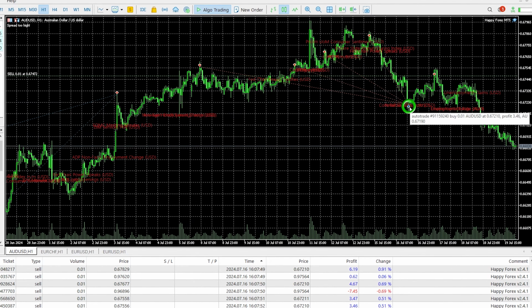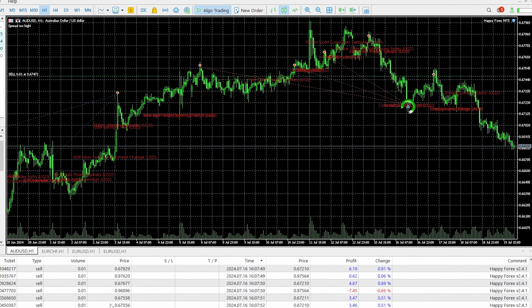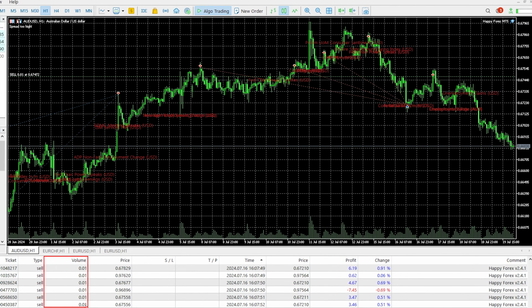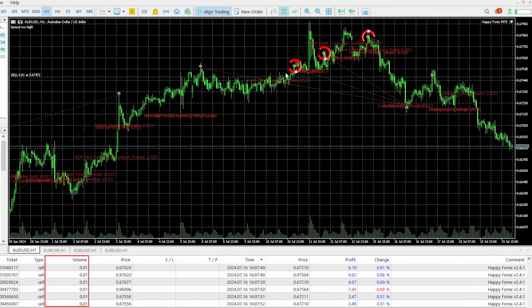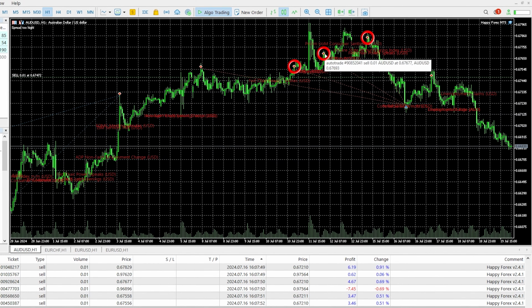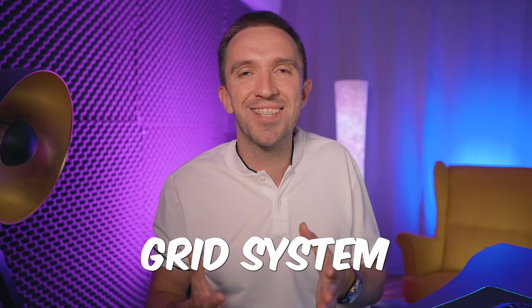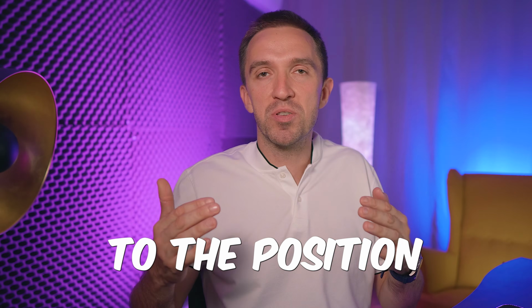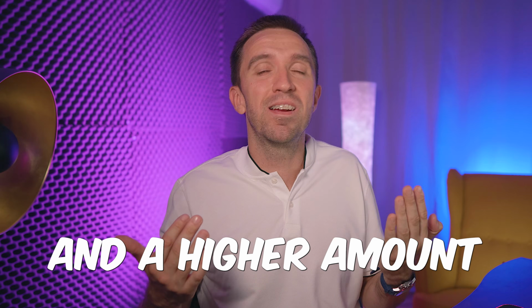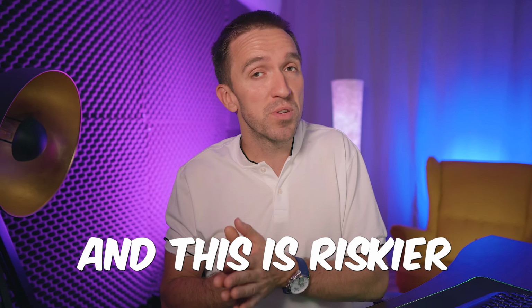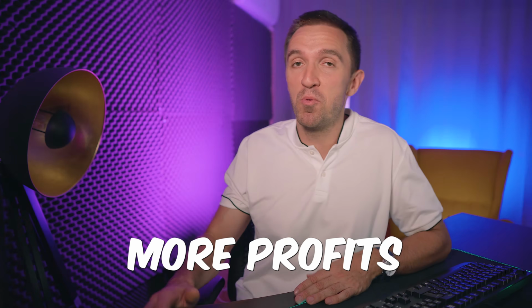And in this case, we have the scenario where the price went down and it was closed at a profit. And this expert advisor that I have on the chart is trading with 0.01 with every new order that is adding to the position. So it's not an aggressive grid system which adds to the position a higher amount and a higher amount. And this is riskier, but it brings more profits.